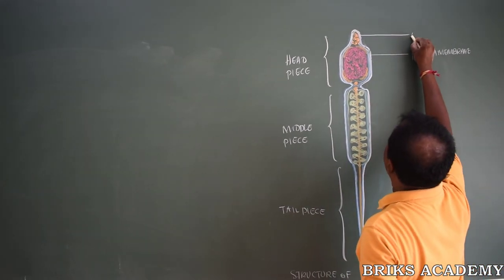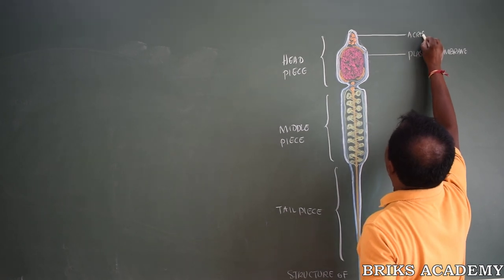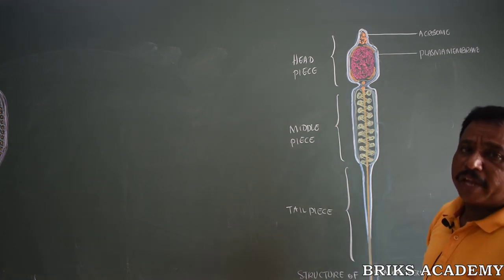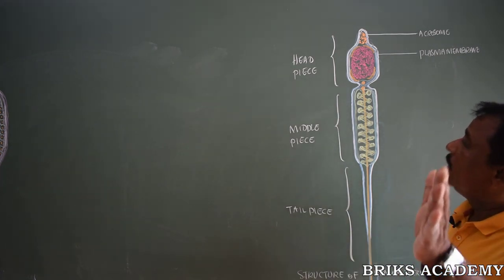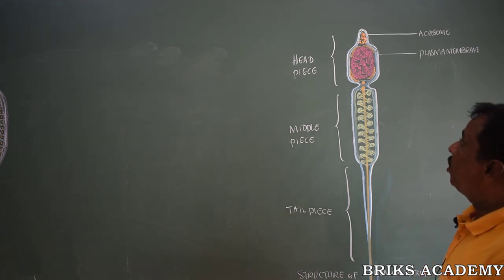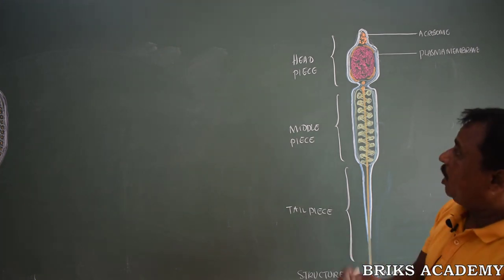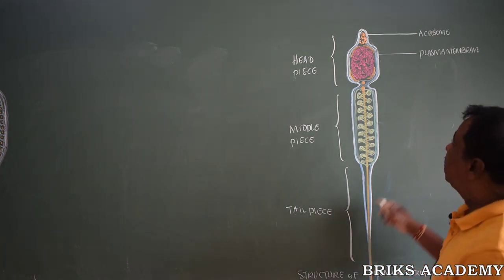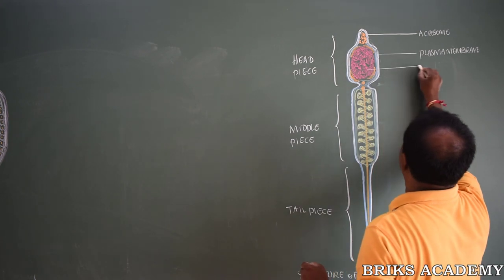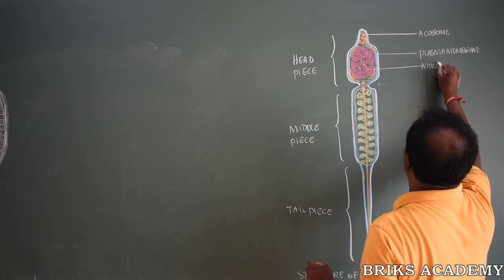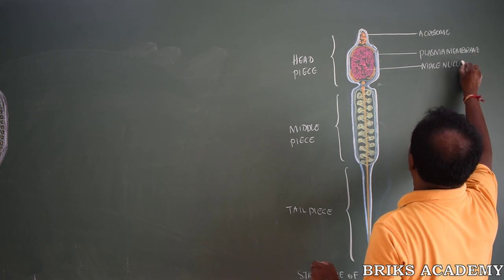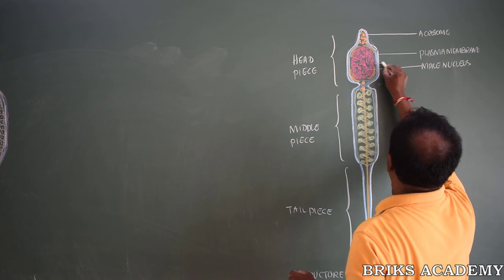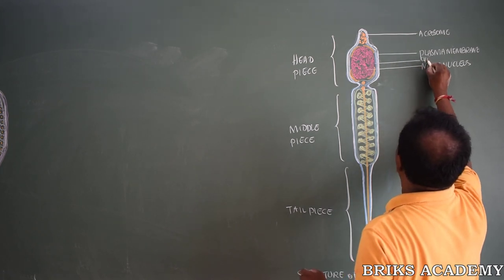This acrosome is derived from the Golgi complex, and it encloses lytic enzymes or acrolysin that help in dissolving the egg membrane for easy penetration of the sperm into the ovum. The head piece is the most important part and is the genital part of the sperm, because it contains the male nucleus. The male nucleus is large, with a narrow rim of very scanty cytoplasm.